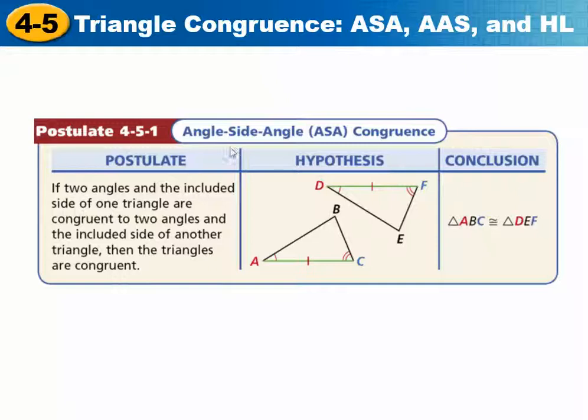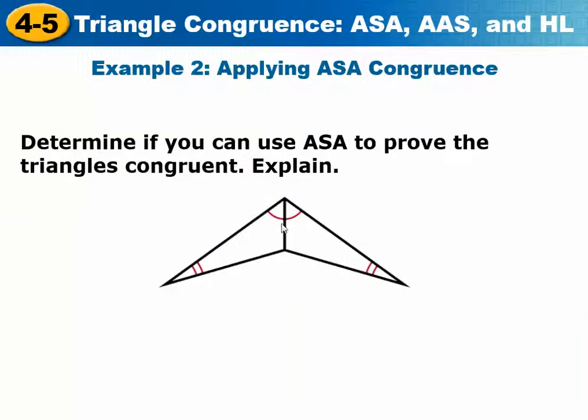Our first postulate is angle-side-angle. This says that if two angles and the included side of one triangle are congruent to two angles and the included side of another triangle, then the triangles are congruent. That is called ASA, angle-side-angle. Let's look at how we can use that to show that these two triangles are congruent.